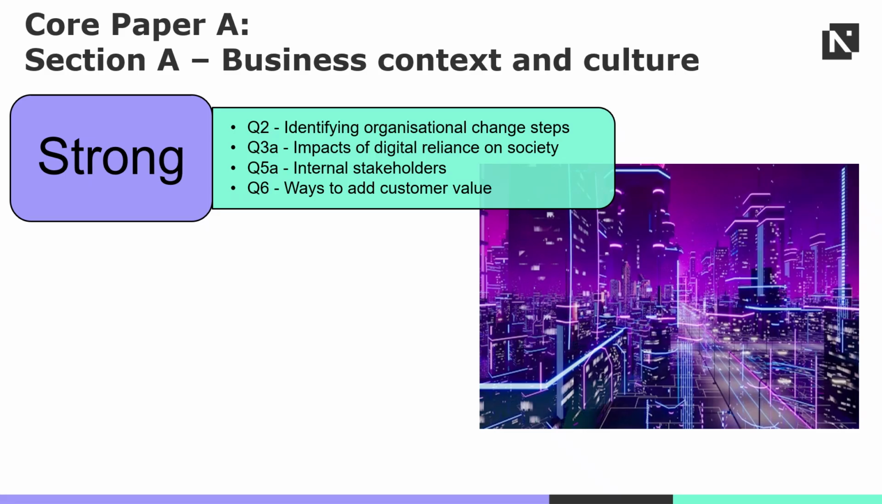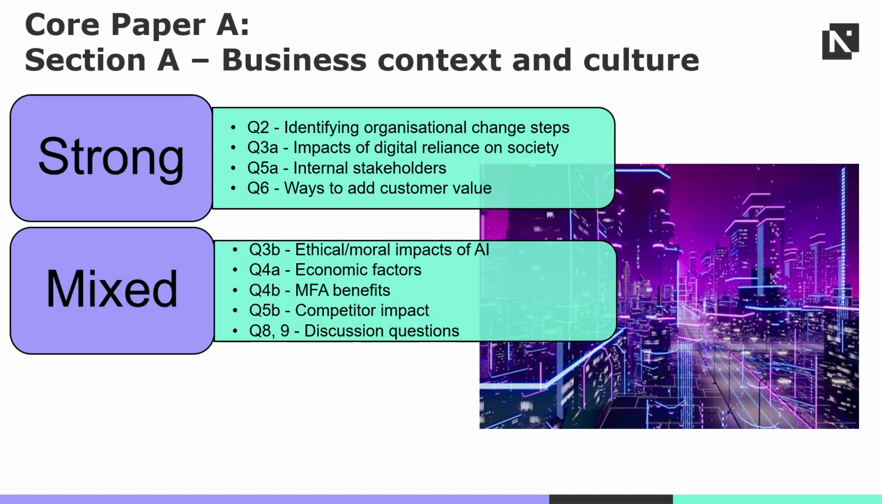Specific examples of this include question 2, identifying organisational change steps, question 3A, the impacts of digital reliance on society, 5A, a question around internal stakeholders, and question 6, ways to add customer value. In terms of mixed responses, these tended to be around short explain tasks where students gave a reason but failed to relate that to the company or scenario.